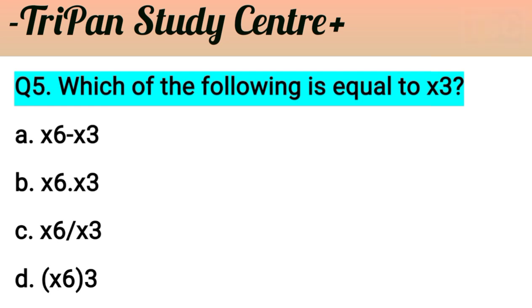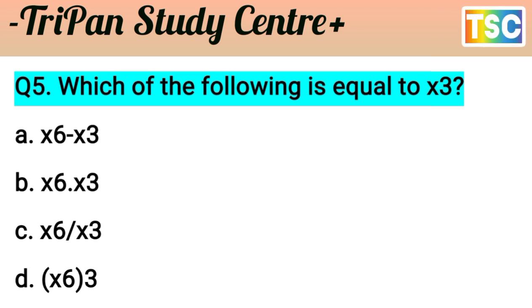The next question arrives here. That's important. The question is: which of the following is equal to x power 3? The options are: A, x^6 minus x^3. B, x^6 multiply x^3. C, x^6 upon x^3. And D, x^6 to the power 3.